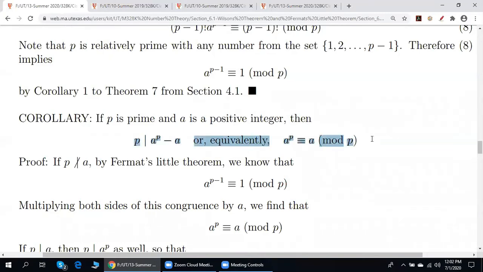How do we prove it? Here's what we do. Suppose P does not divide A. If P does not divide A, we can use Fermat's little theorem. By Fermat's little theorem, A to the P minus 1 is congruent to 1 modulo P. Now, we multiply both sides by A, and the desired result follows.